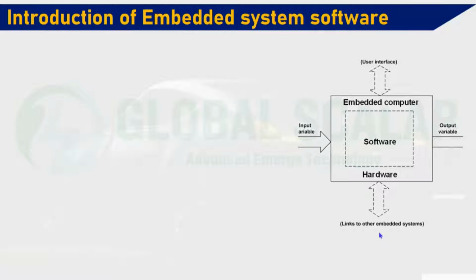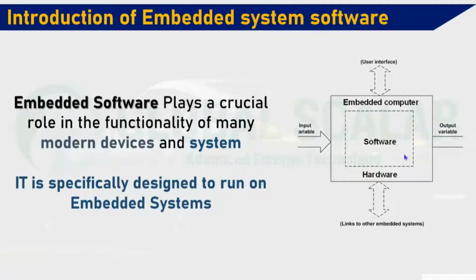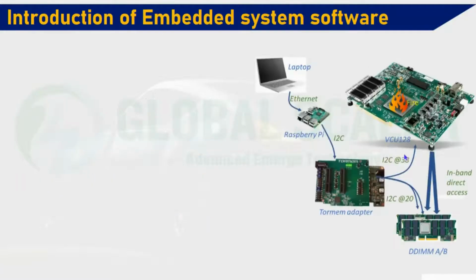Introduction of embedded system software. For every embedded component, embedded software is required to read the input variables and to vary the output variables, and even the hardware has been specifically designed to perform specific tasks. So whatever modern devices we have, they will be configured with embedded software specifically to run the inputs and outputs under different conditions.